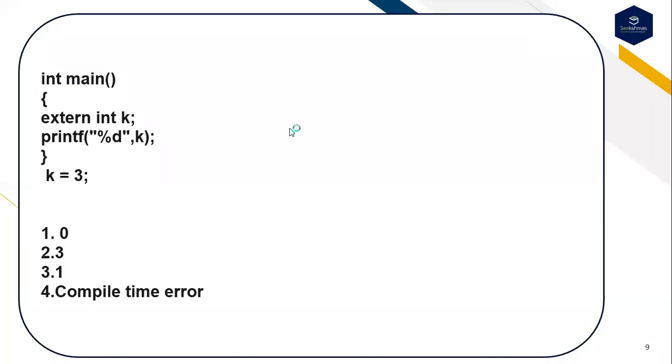This is the second question. int main() { extern int k; printf("%d", k); } And here I have initialized it outside the main: k = 3; These are the following options. First option is 0, second option is 3, third option is 1, and the fourth option is compile time error. You can pause this video and predict the output of this code.